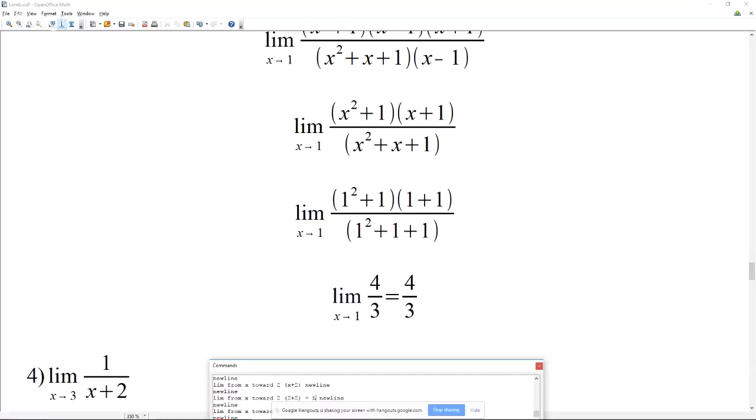And the limit of a constant is the constant. So my limit as x approaches 1 is 3 over 4, is equal to 3 over 4. Boom. There you go. You meant to say 4 over 3.